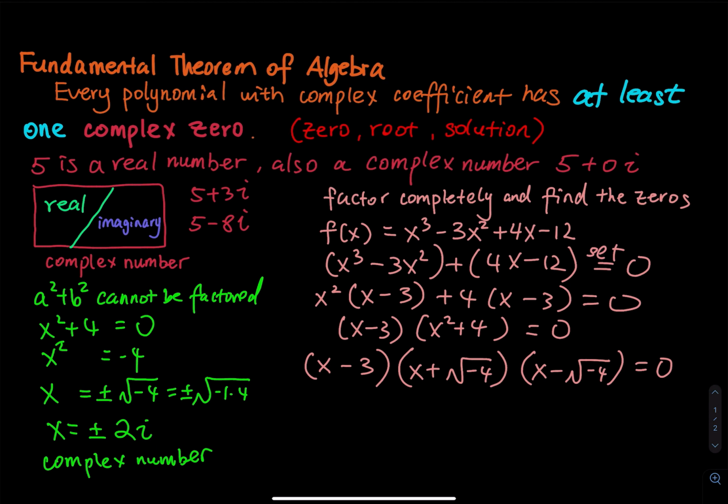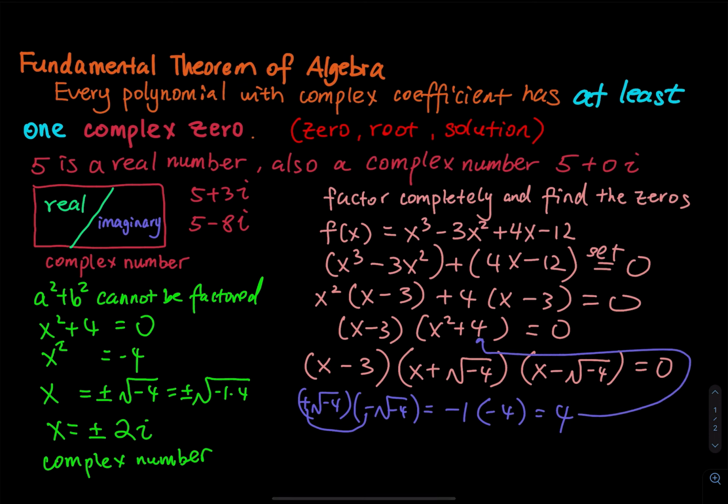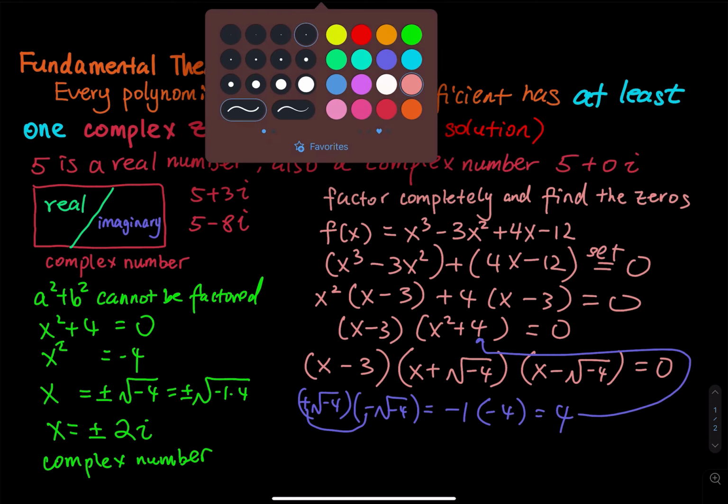And then you have this. Let's use a different color. So you have a plus square root of negative 4, and then you multiply by a minus square root of negative 4. Plus and minus gives you a negative 1. And then square root times square root, you remove the square root, and that is equal to 4. So basically, you will just get this 4 back when you multiply. And then the plus and the minus will just get rid of each other, just like a plus b times a minus b.